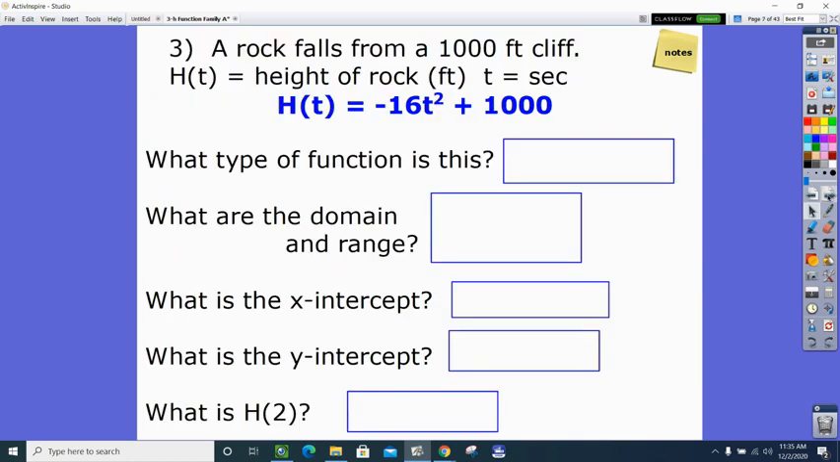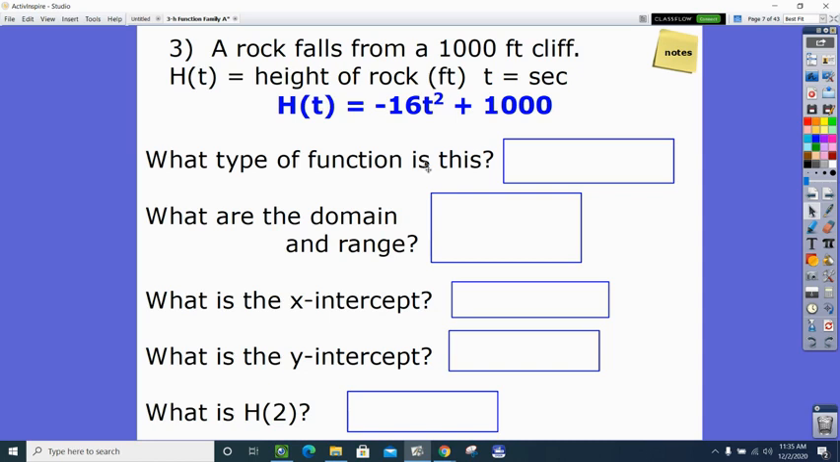Let's go beyond. All right, here's our next family. A rock falls from a 1,000-foot cliff. H of t is going to be the height of the rock in feet, by the way, because you can see that up here. And the time will be in seconds, and t will be our input variable. We cannot write this one at this point, but I promise after Unit 8, at the very end of the year, you will do this on your own, but I'm going to give it to you for right now.